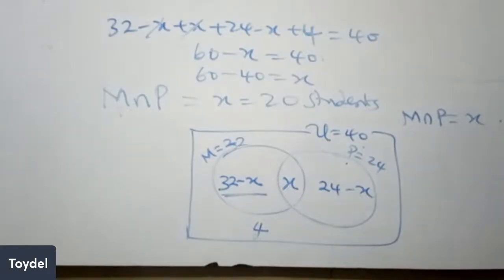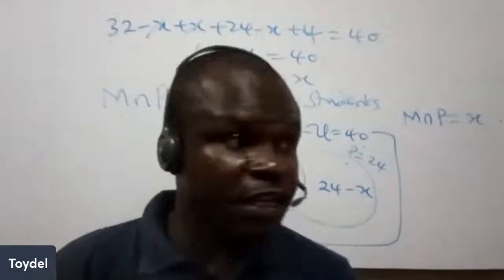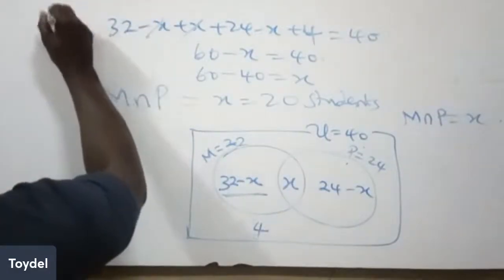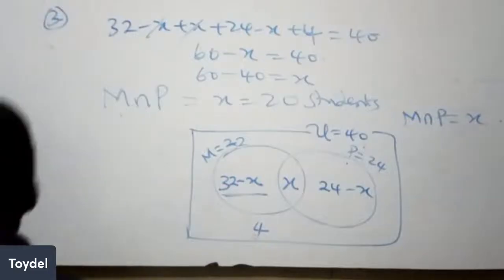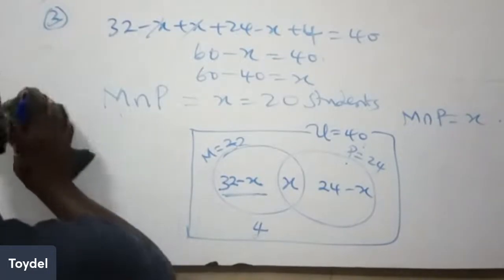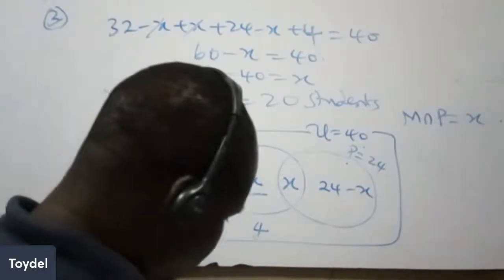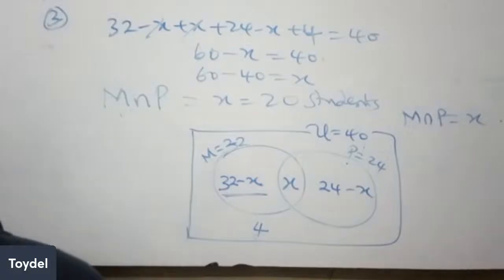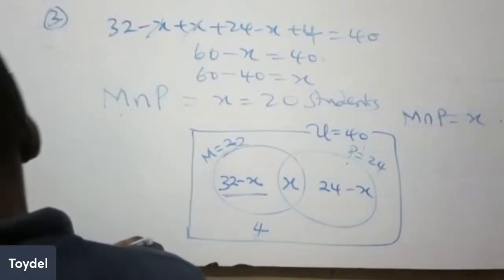So if you have this type of question, the knowledge of Venn diagram will actually help us to be able to solve this type of problem. So if you want to know more on set theory, just check my video on set theory 2, Venn diagram. So that is what you have. So I'm going to give another question under quadratic equation.